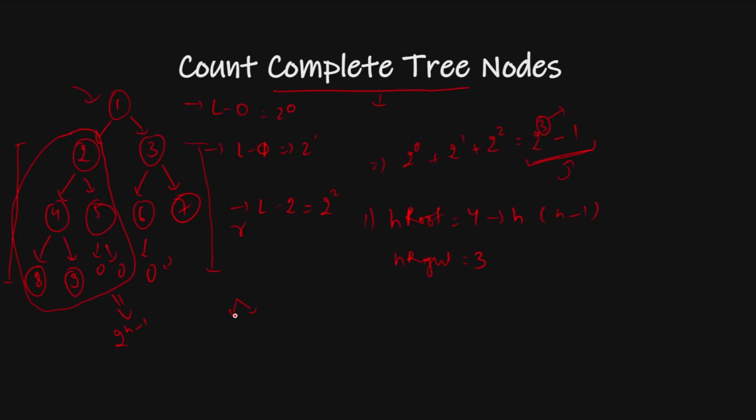Now let's understand. If I have h minus 1 height, and my last node is at the right, then simply I will do 2 to the power h minus 1, plus I will go only to the right, plus count nodes.